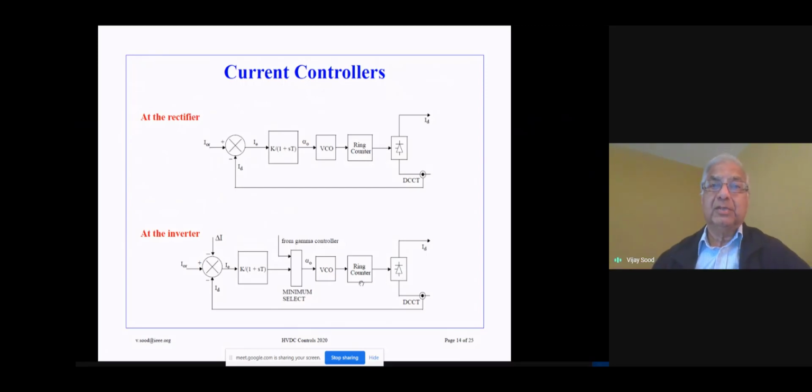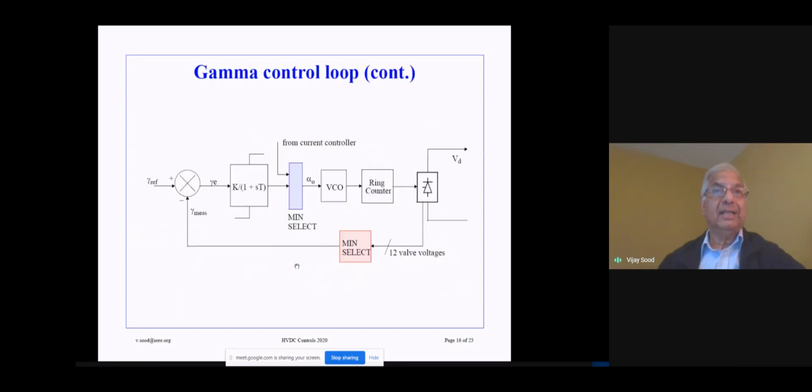But at the inverter, we also have another controller. We have two controllers. This is the extinction angle controller. In order to operate with two controllers over here, now we have to select the minimum firing order based on the current control or the gamma controller. So we have a min select circuit, and then we select the firing order and then go through the system. This gamma controller over here is shown next. Over here, this is the gamma controller.